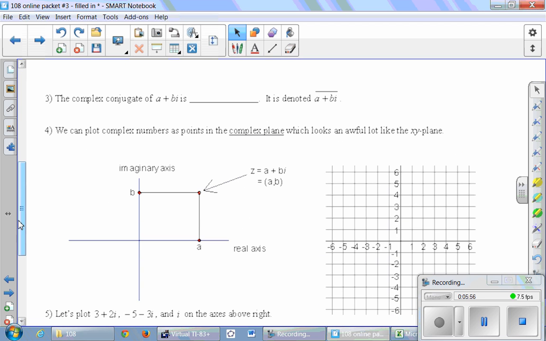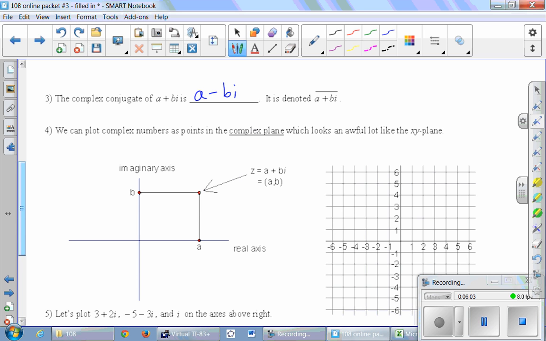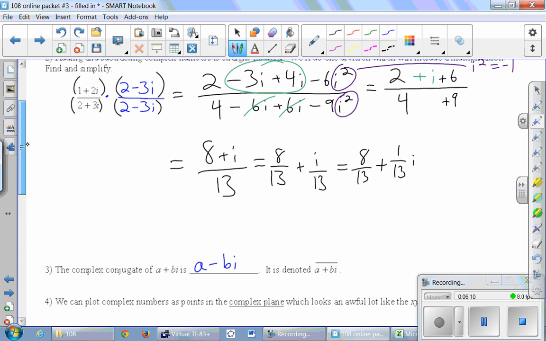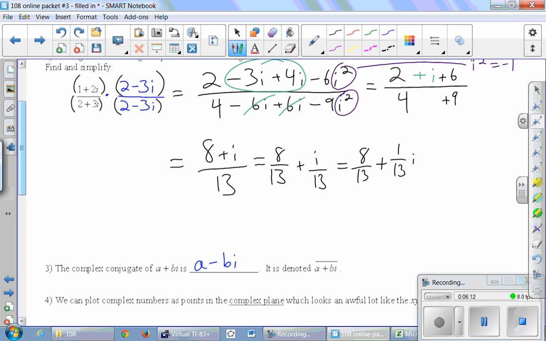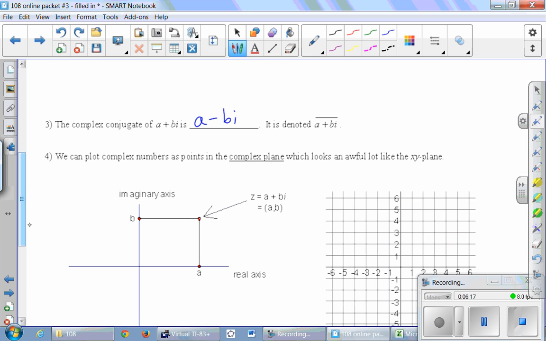3, the complex conjugate, this is a definition, of a plus bi is a minus bi. And it's given a special name because it's important when you want to get rid of the imaginary parts. So 2 plus 3i had a conjugate of 2 minus 3i. And it's denoted a plus bi with a bar over it. I don't think we're going to use that notation, but just in case you see it somewhere else. So for example, you could say that 2 plus 3i, the conjugate of that is 2 minus 3i.